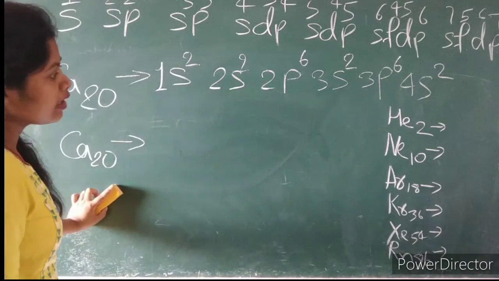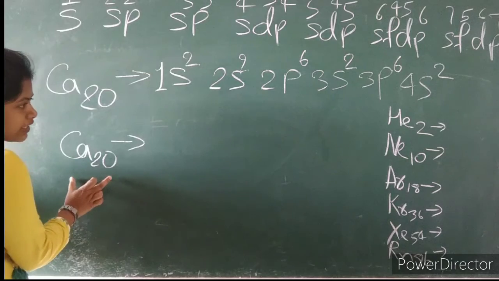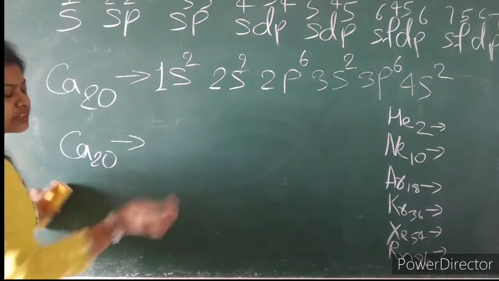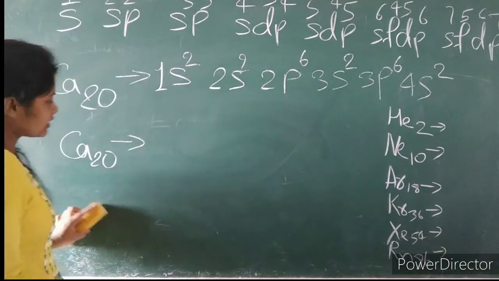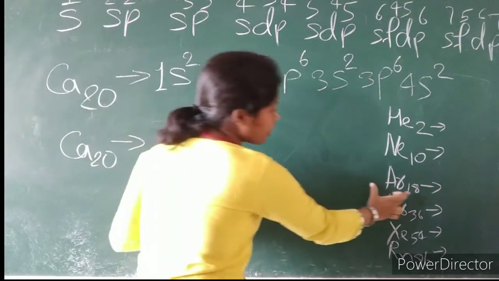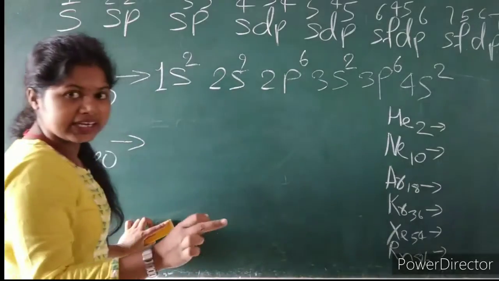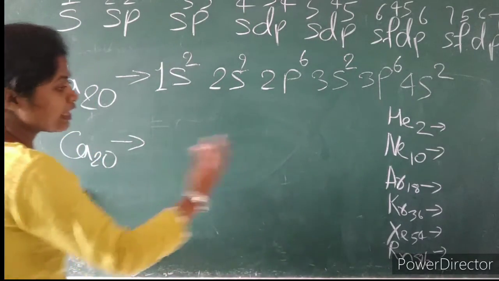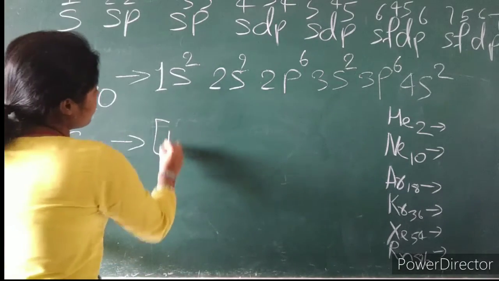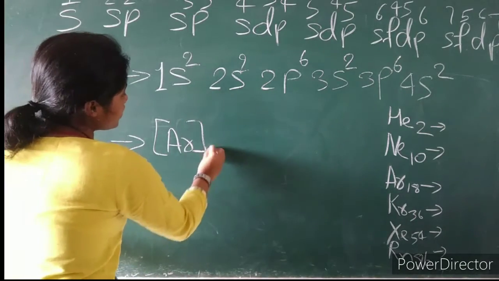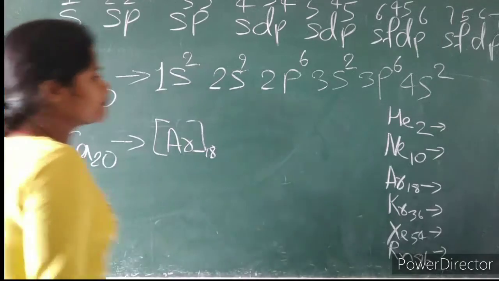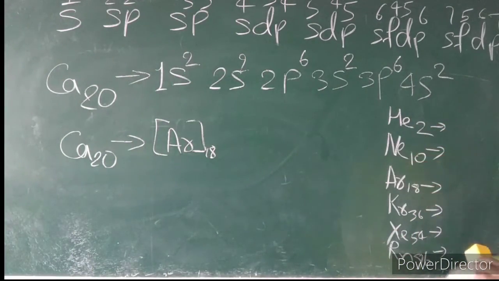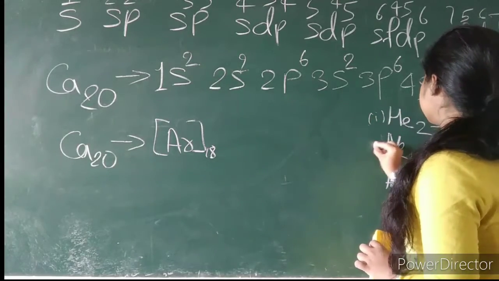Now calcium's atomic number is 20. So which noble gas is coming closest to 20? We will see here, argon with atomic number 18 is coming closest to calcium. So we will write it here, argon with atomic number 18. Now look, helium, neon, argon. Argon comes at which number? You can write it here.